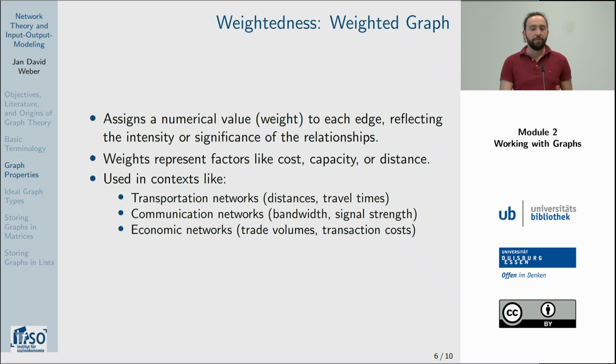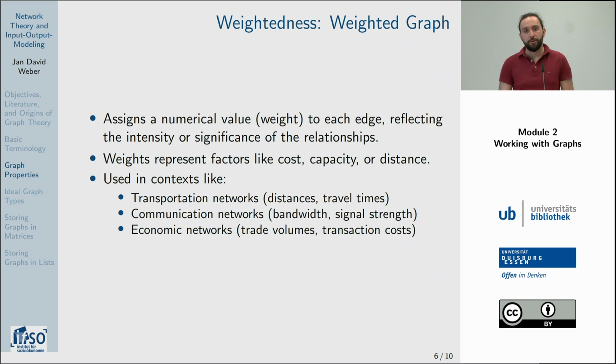So if you think of a transportation network, we can have two cities, let's say Berlin and Paris, and we have the connection between them either in geographic distance or in time to travel. All of those things are possible. If you talk about communication networks, we connect two nodes with bandwidth or signal strength to understand how much information can flow between those two nodes.